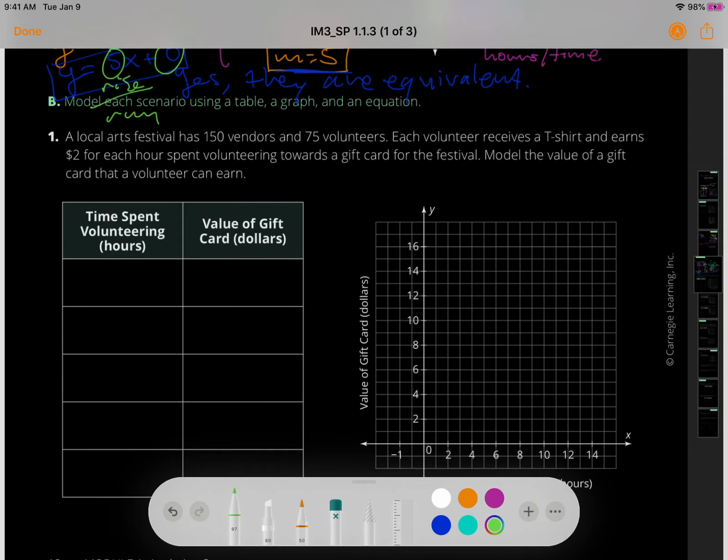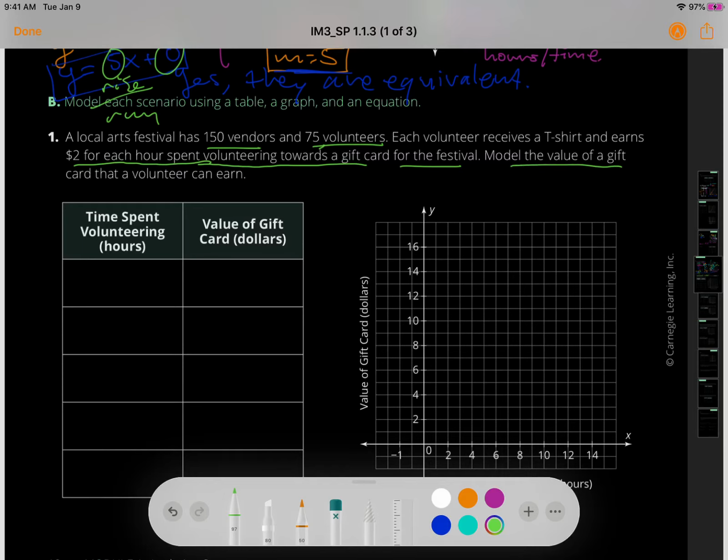All right, let's go over question B1. A local arts festival has 150 vendors and 75 volunteers. Each volunteer receives a T-shirt and earns $2 for every hour spent volunteering towards a gift card for the festival. Model the value of gift card that a volunteer can earn.